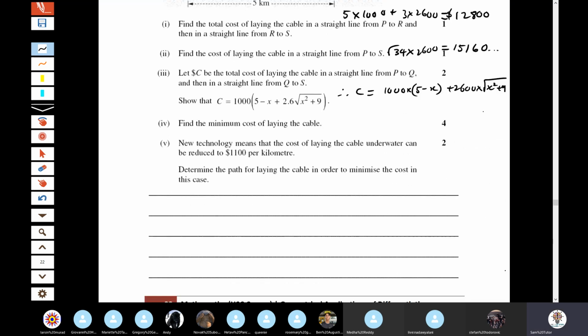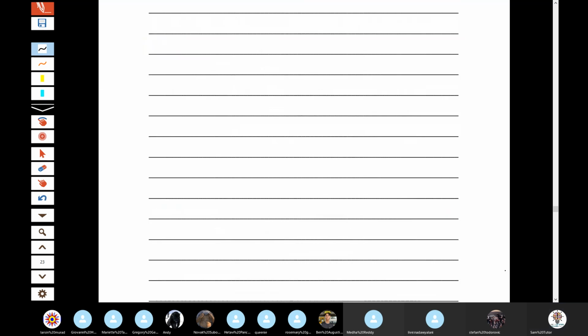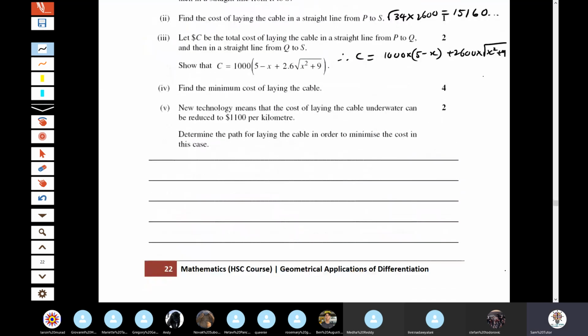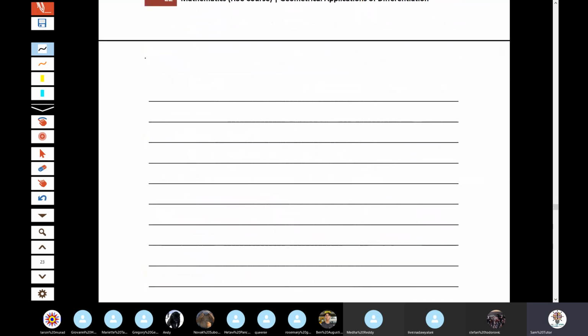Find the minimum cost. I need some room, so I'm going to bring it here. C equals 1,000 times (5 take away x) plus 2.6 square root x squared plus 9 in brackets like this. I hate that. I'm not going to differentiate that. That looks weird. I'm going to expand 1,000. So it's going to look like this.